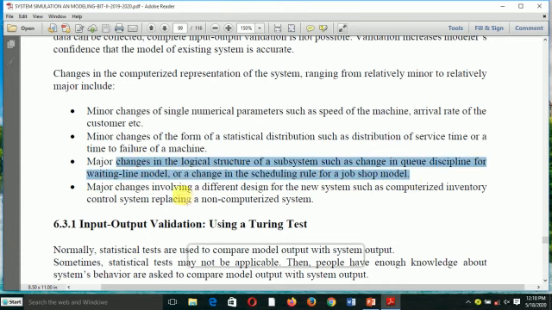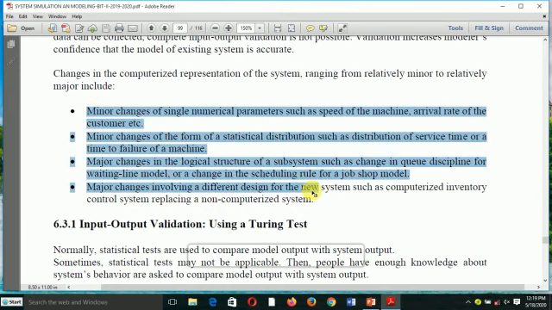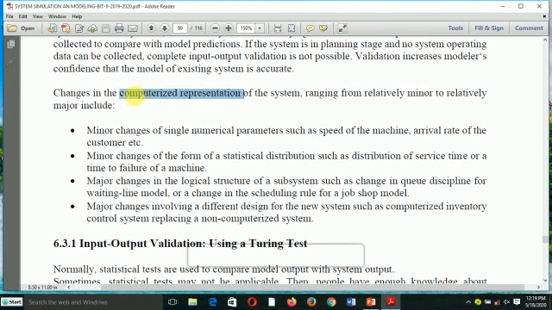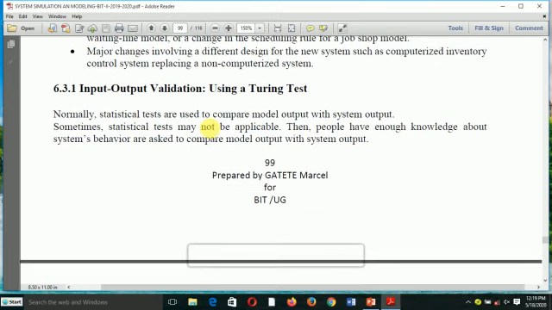You can also have changes in the design of the new system, such as a computerized inventory control system replacing a non-computerized one. So these are the different types of change you can perform in your system. So the changes are either minor or major. These changes will have some effects on your computerized representation of the system. So you have to be very careful.